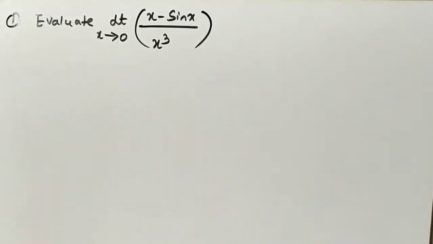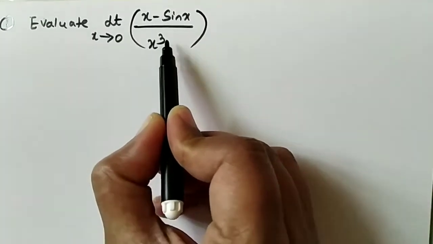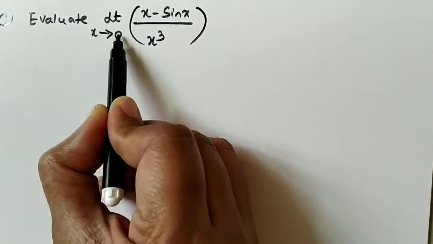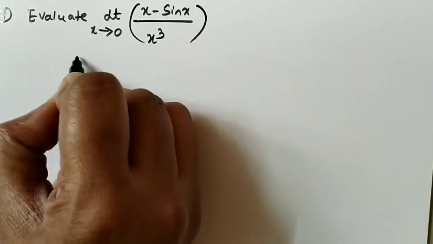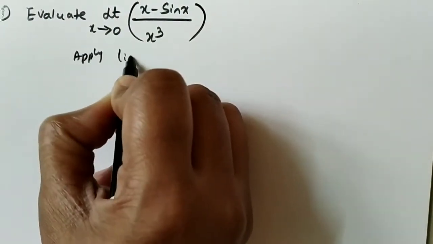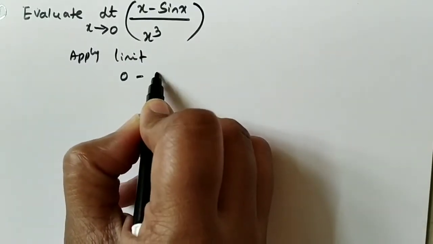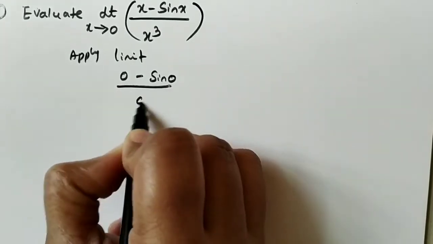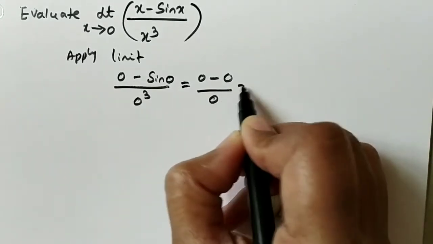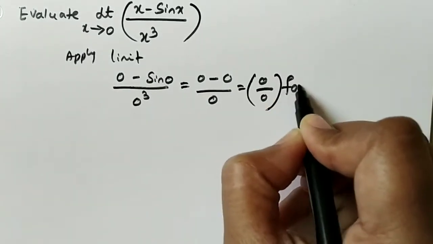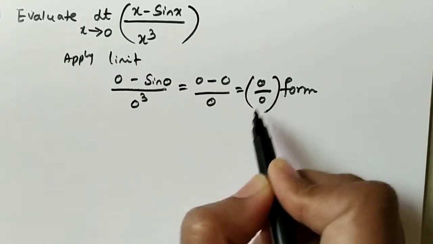The first question is: evaluate limit x tends to 0 of x minus sin x by x cube. Generally for a limit, you replace x with 0. First apply the limit. If you substitute x equals 0, you get 0 minus sin 0 by 0 cube. Sin 0 value is 0, so it is 0 by 0 form. This is type 1, the 0 by 0 form.